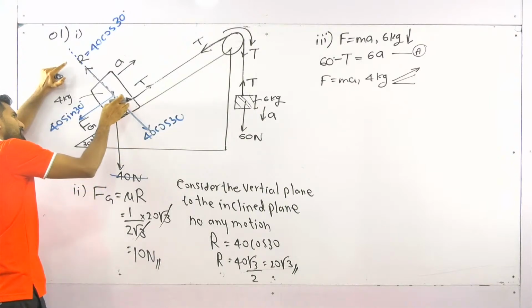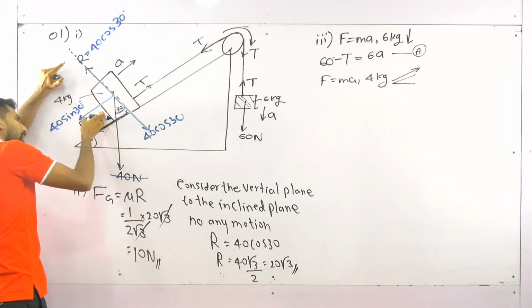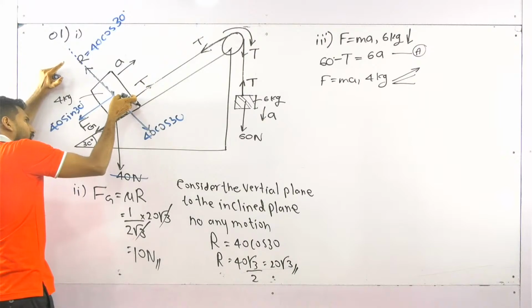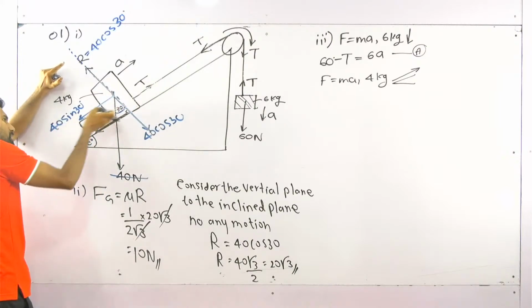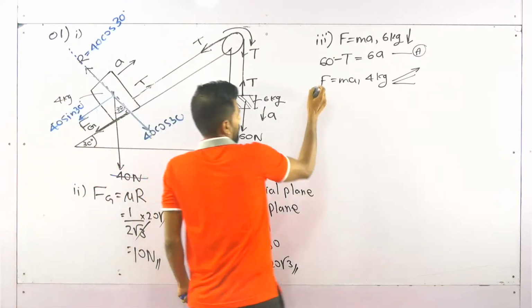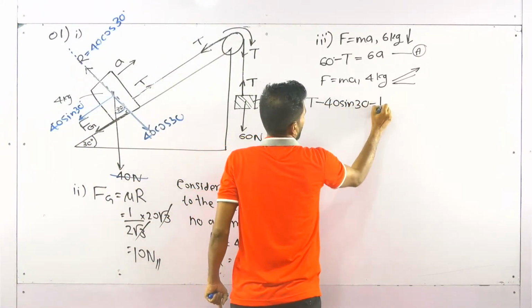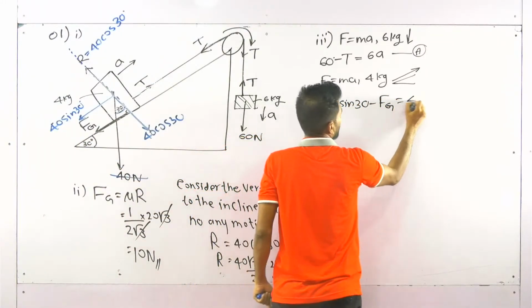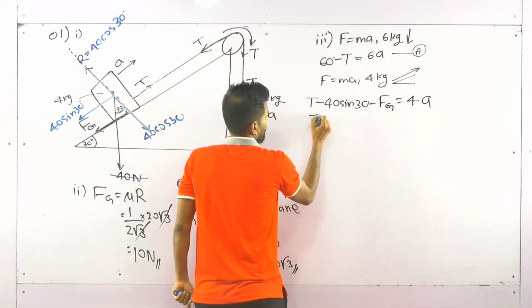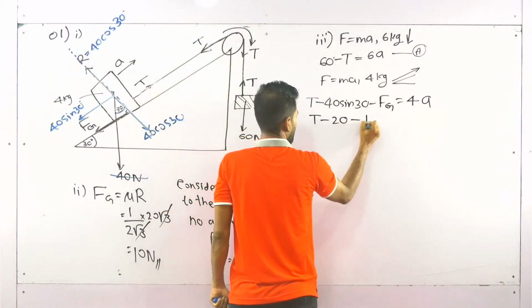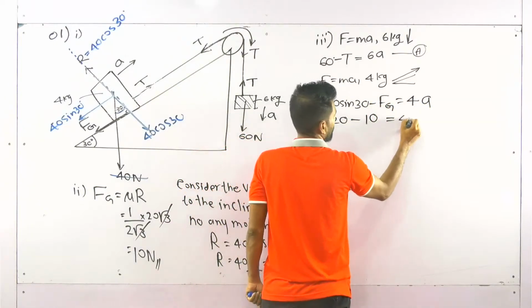I have to consider the resultant external force parallel to the plane in the upward direction. T minus 40 sin 30 minus friction is equal to 4A. T minus 20 and friction is 10 is equal to 4A.